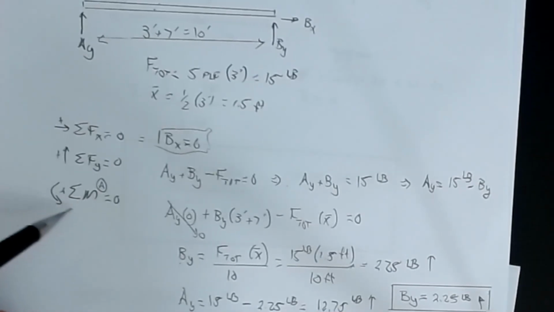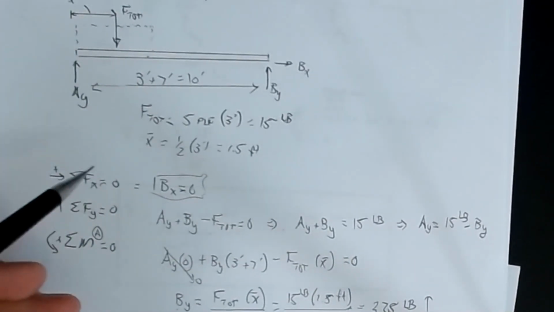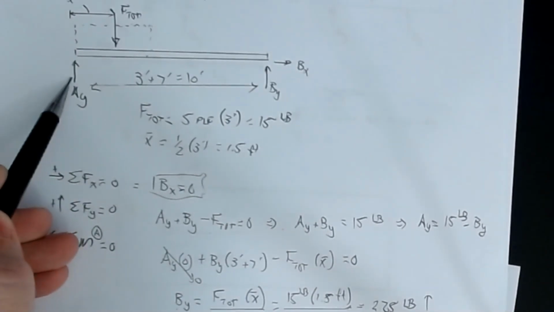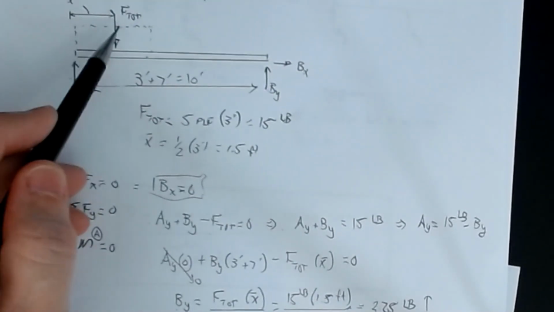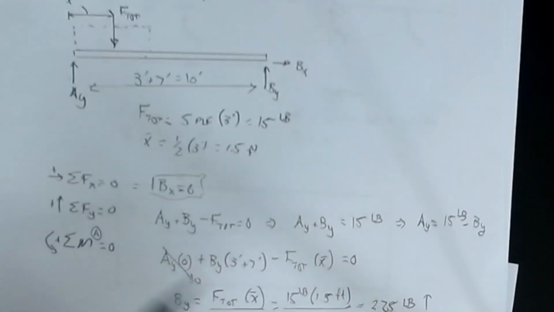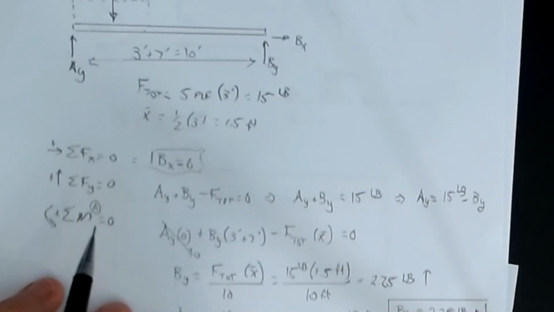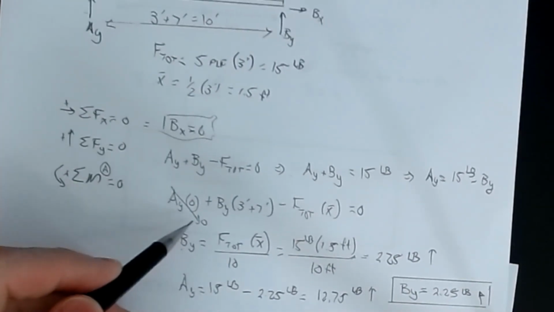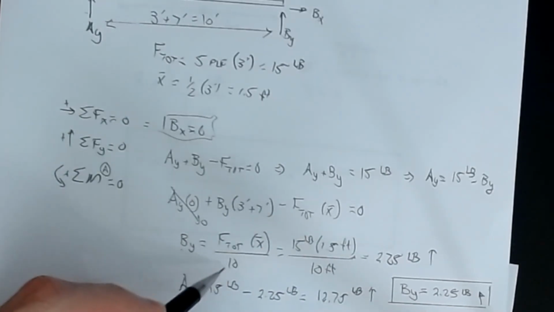If I do summation of the moments at A, counterclockwise positive, all equal to 0 on this picture, what do you have? You have AY times 0, plus BY times L, minus F total times X bar. That's the equation that we just wrote here, where L is 3 foot plus 7 foot, or 10 foot. The AY vanishes, and I can solve for BY as F total times X bar all divided by 10.